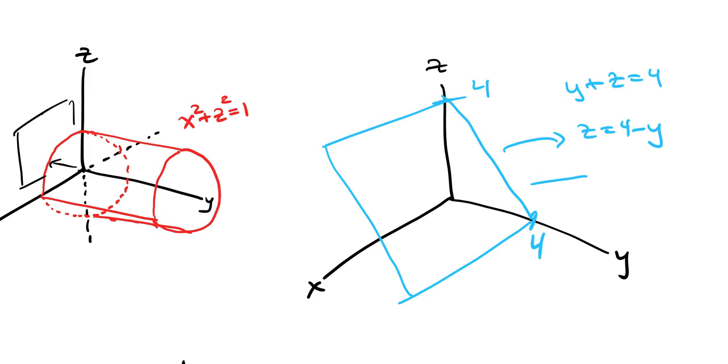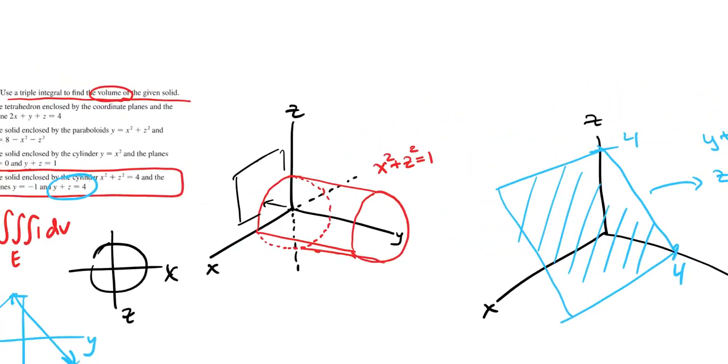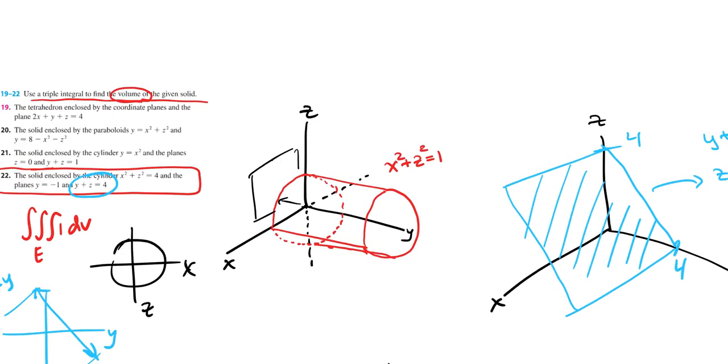I guess I could have drawn it more like a slope of 1, but there you have it. And so that's this plane. And so it's the mixture of these two. It's the cylinder here, but then it's cut off by the plane there.